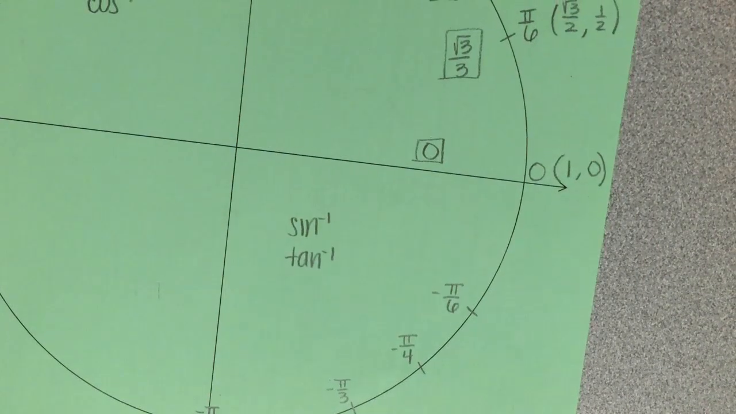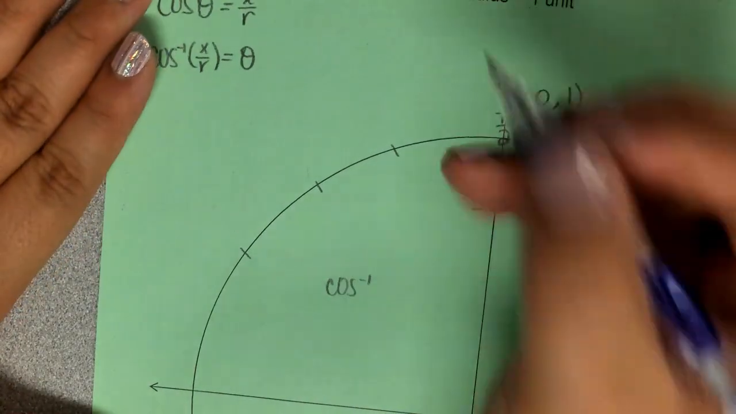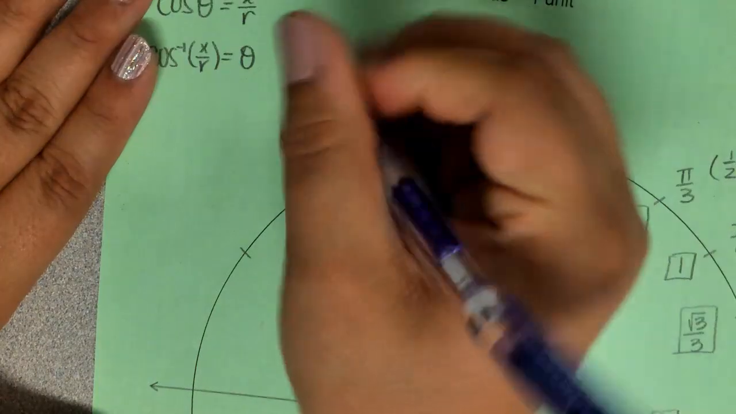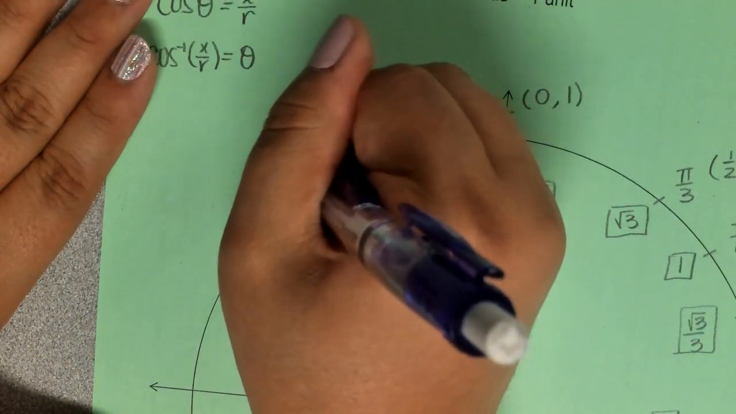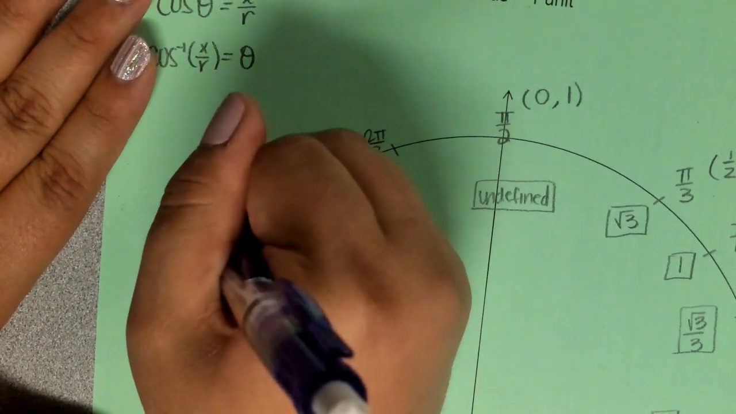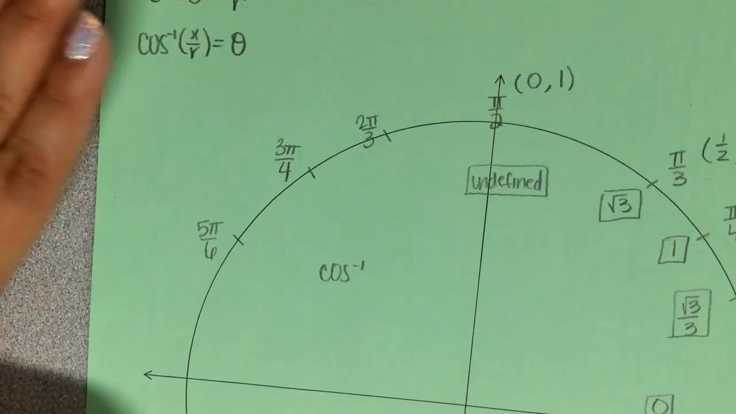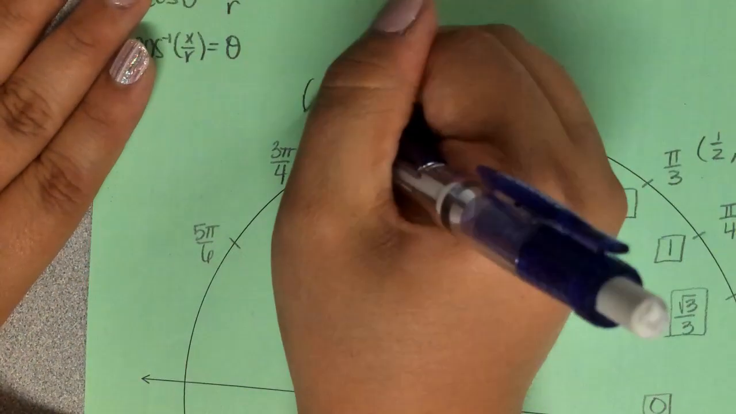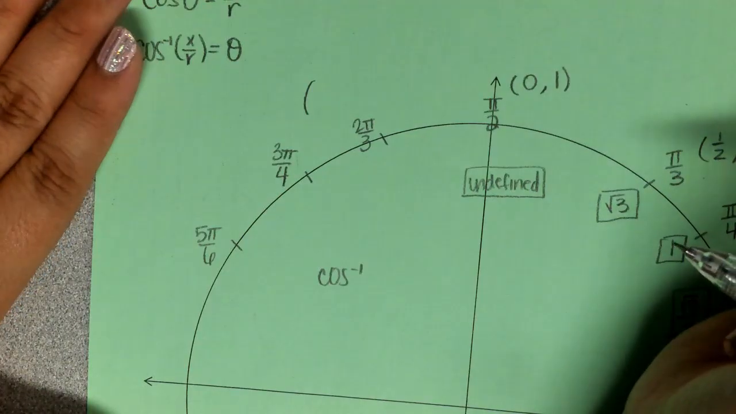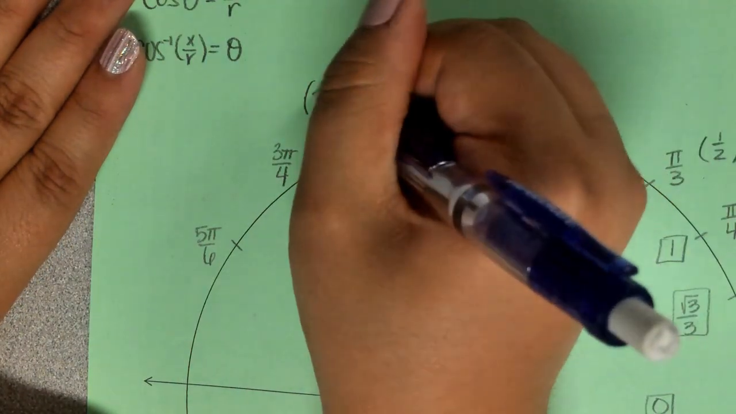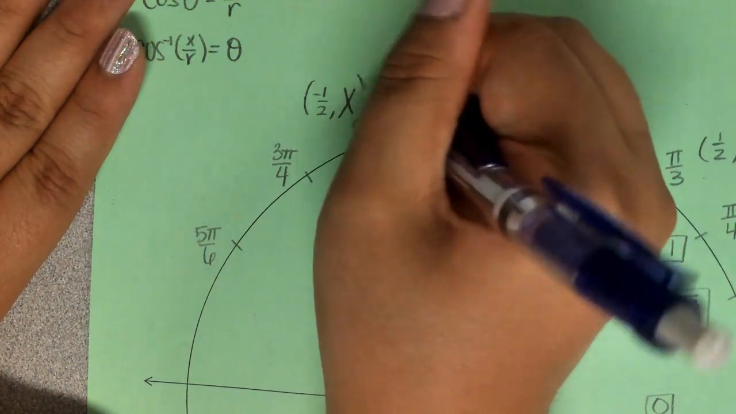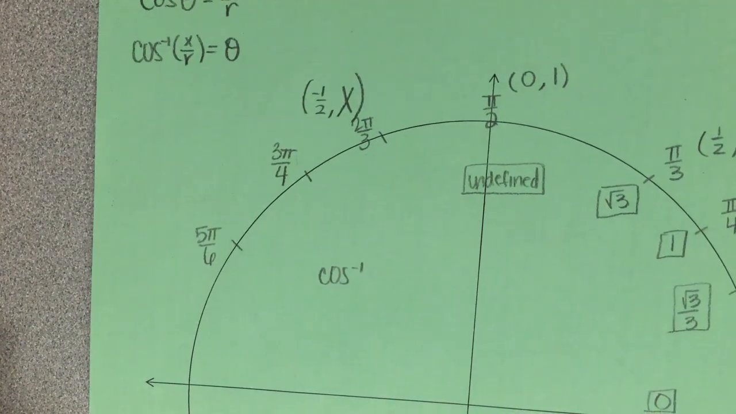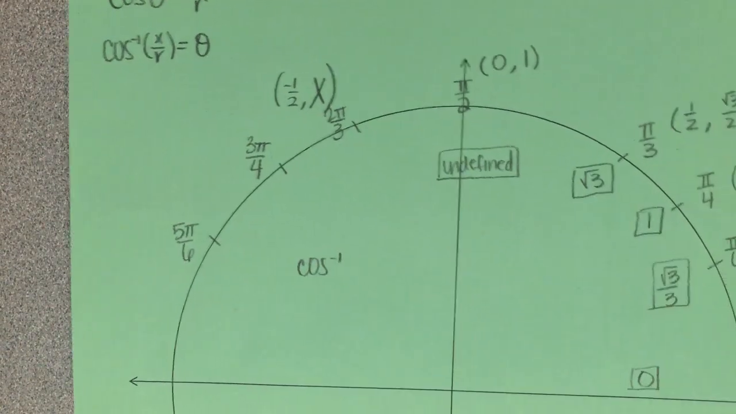Okay? Let's do the second quadrant real quick. This is 2 pi over 3, 3 pi over 4, and 5 pi over 6. What is my cosine of 2 pi over 3? Negative 1/2. And we're not going to worry about the sine because inverse sine is not in this section. So I put a big X.